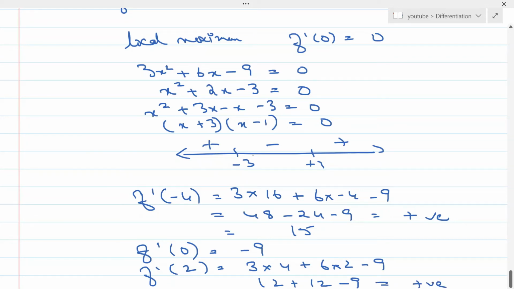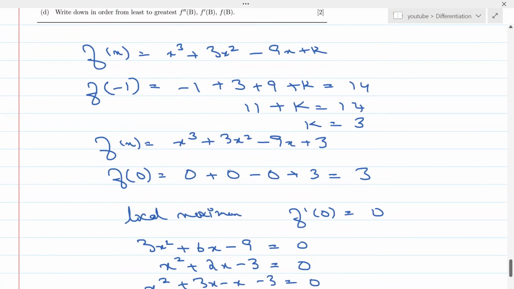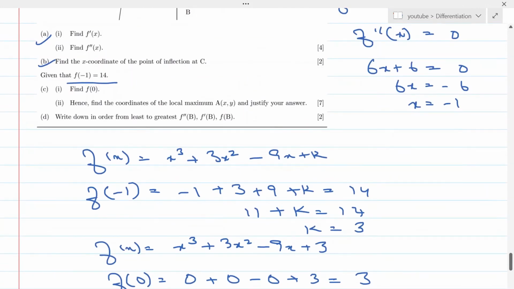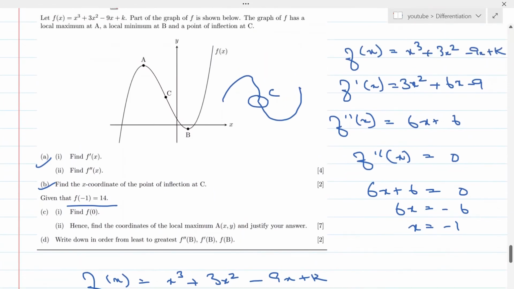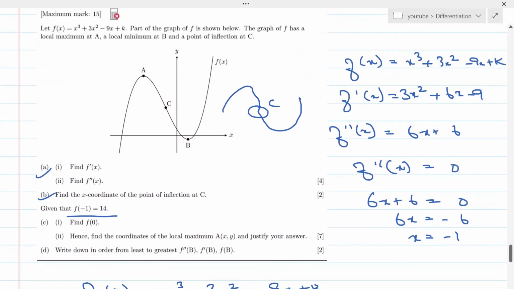So with the sign diagram also, a plus minus plus sign diagram indicates that the function is increasing till −3, and then it starts decreasing between −3 and 1. So this means that −3 is going to be my maximum. And we are justifying the answer with the sign diagram. So we have to find the coordinates of this local maximum.